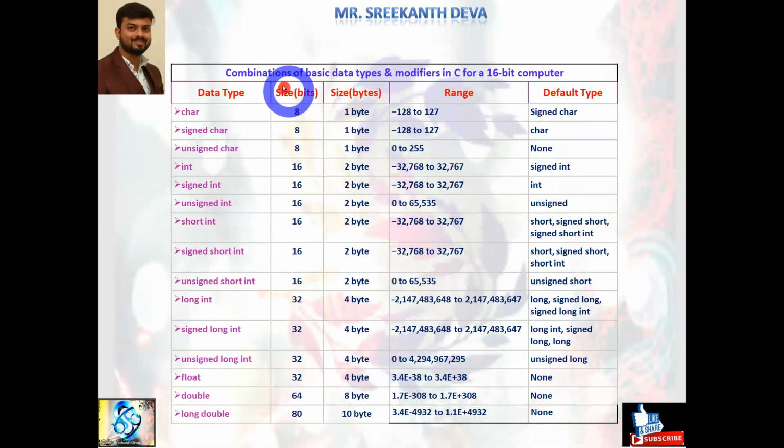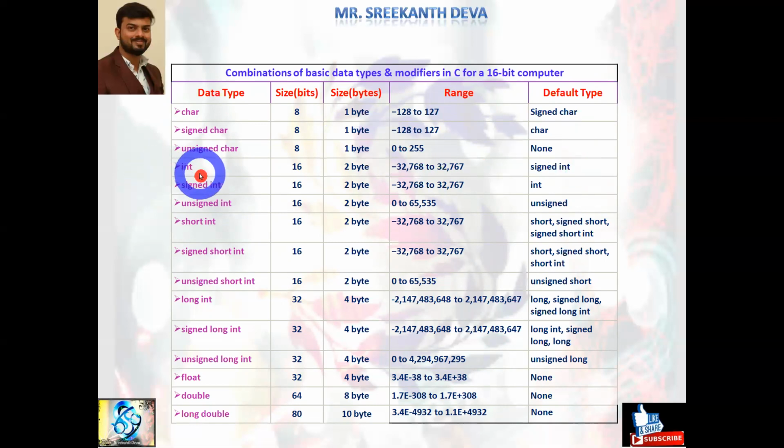See, this is a combination of basic data types and modifiers in C for a 16-bit computer. These are all the data types, and they must be written in small case. Char is a data type that represents 8 bits, occupying 1 byte of memory. 8 bits is nothing but 1 byte of memory. Char is a keyword. The range is -128 to 127. The default type is signed char. Signed char also represents 8 bits, 1 byte of memory. The default type is char type. Unsigned char is 8 bits, 1 byte of memory. The range is 0 to 255. The default type is none.